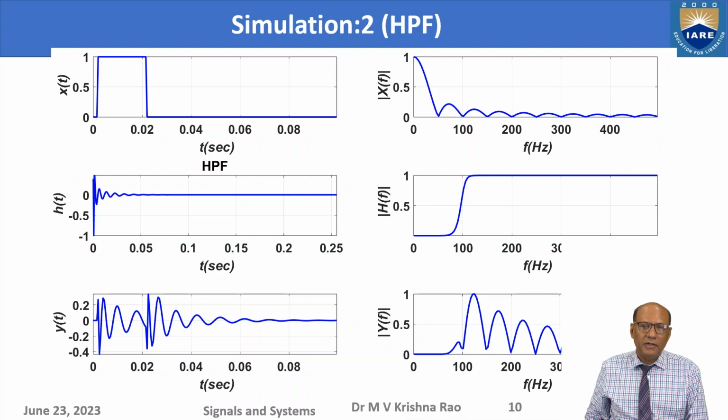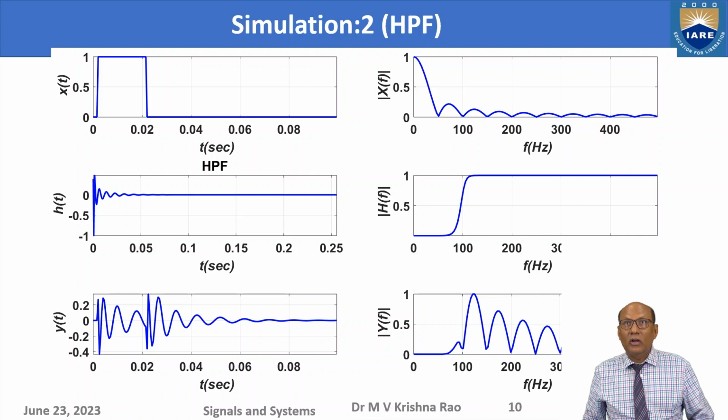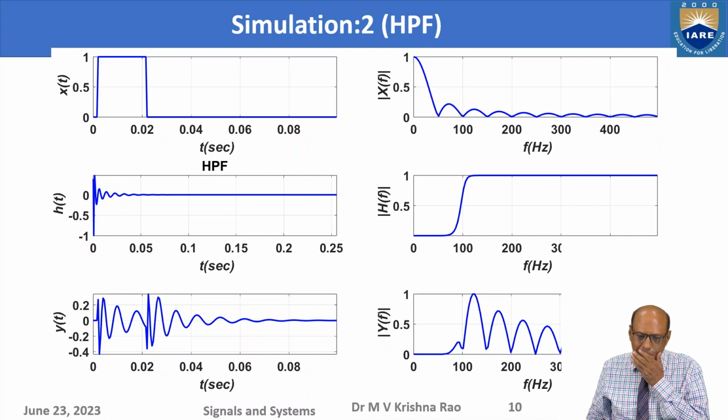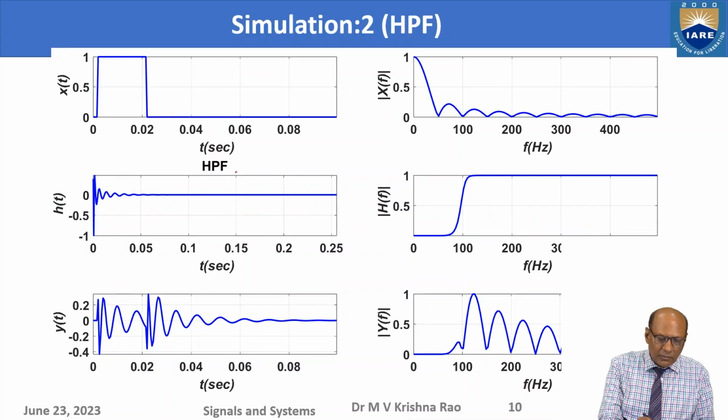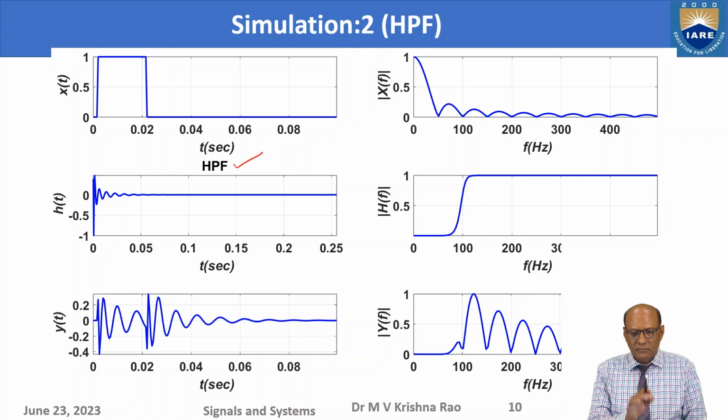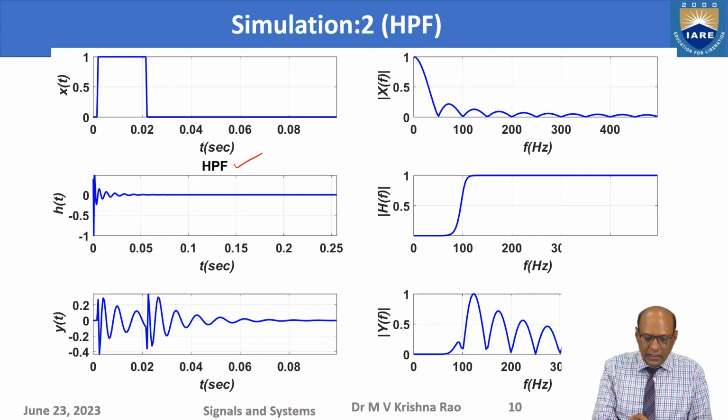So far we have completed only one simulation, that is only pulse, pulse of 2 different widths, and that too with the low pass filter. Now I am going for the high pass filter. And when I take the high pass filter, this is the frequency response.